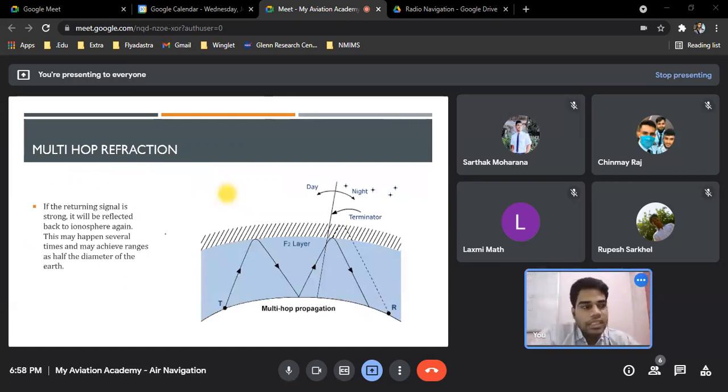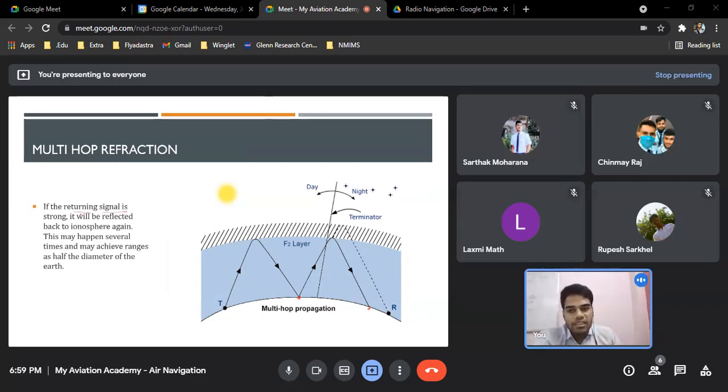Now let's come to something new. This is known as multi-hop refraction. If you see the figure, you will clearly understand what I'm trying to say. If I have a lot of energy in my radio wave, even when it hits the ground it still has a lot of energy left, so it bounces back up and again refracts back down to the earth. So my overall range just increased. This is known as multi-hop refraction.